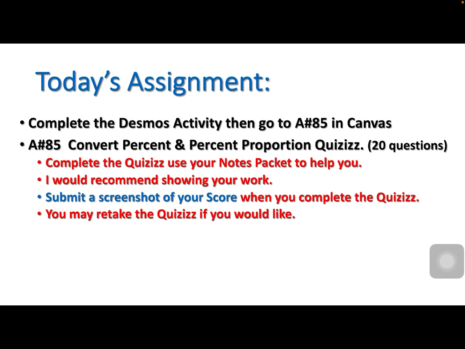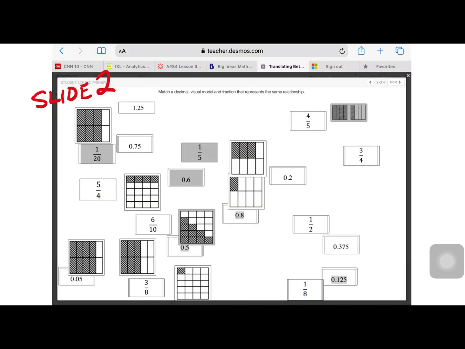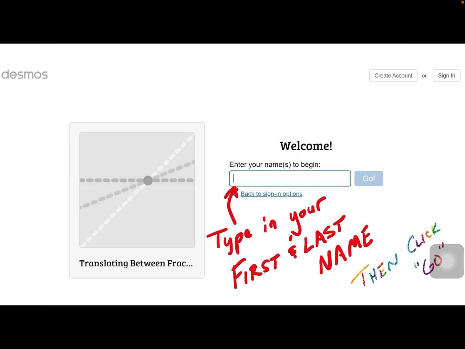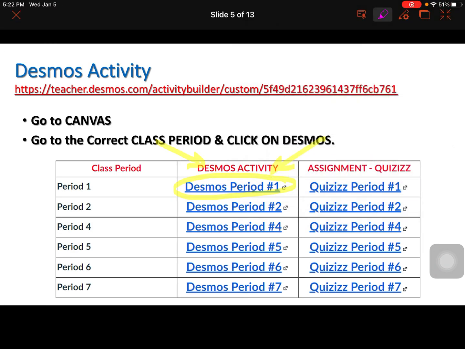Once you're done with this, then you guys are going to do the quizzes. So you're going to click on the quizzes. And for my class, sorry to go back, not perfect, but after we've done the activity for about 15 to 20 minutes, you're going to get the rest of class to work on the quizzes. This quiz is 20 questions long, so you're going to click on the correct class period.